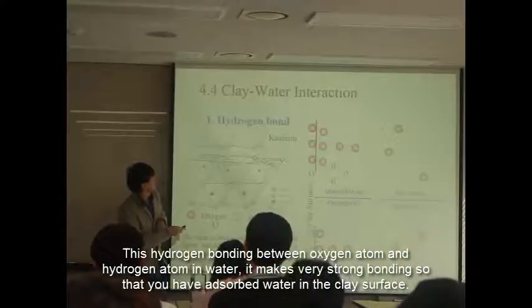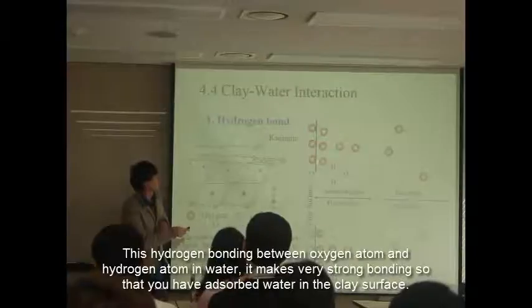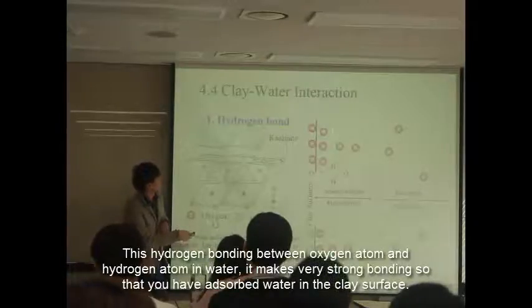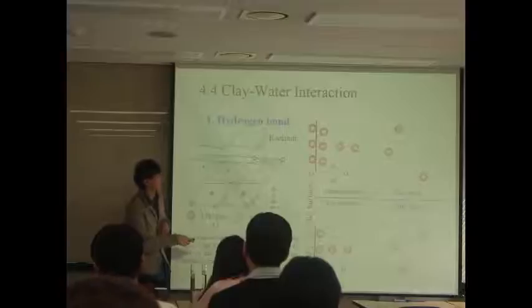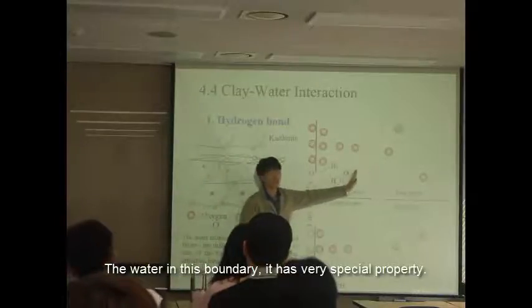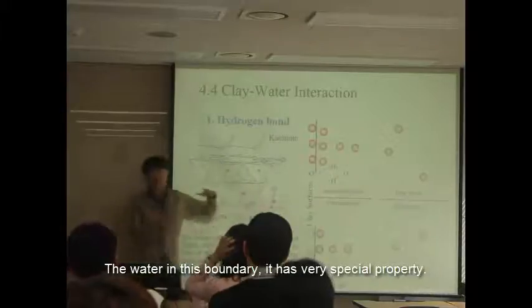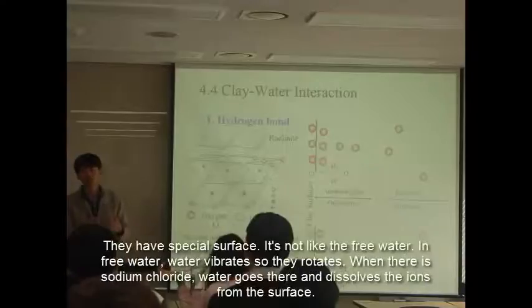The hydrogen bonding between this oxygen atom and the hydrogen atom of water makes a very strong bond, so that you have adsorbed water on the clay surface. And so these 3 to 4 monolayers of water will form the adsorbed water layer. And the water in this boundary has a very special property. They have special characteristics. It's not like just free water.